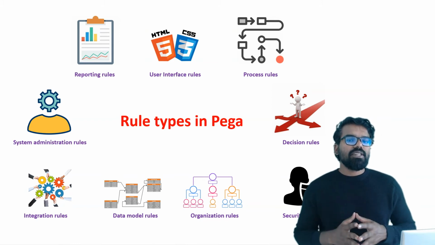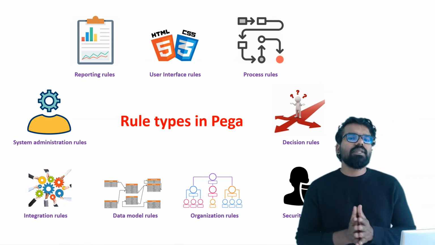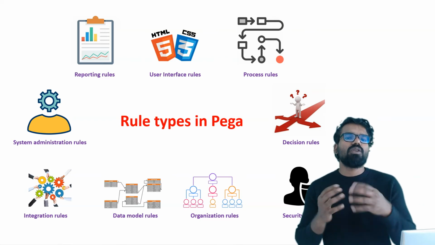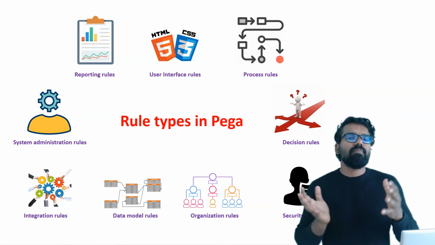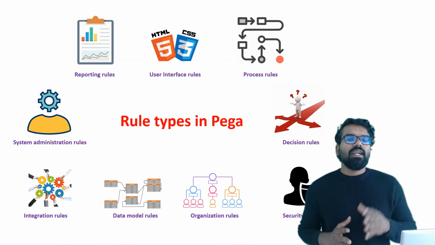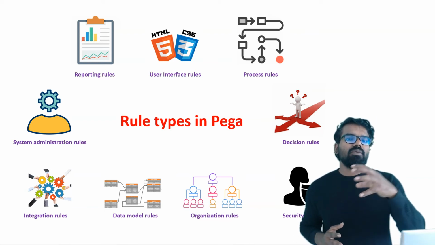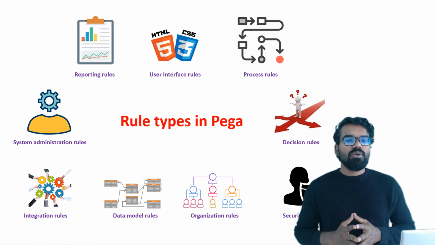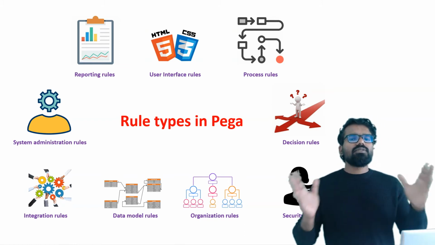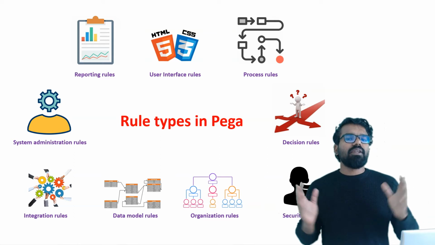Under system administration, you can also do some kind of administration work, like you can manage your rule sets, and you can manage agents, background processing, etc. Finally, reporting rules. Pega also provides report definitions from where you can write your custom reports, and you can also use the chart functionality. All these rule types we are going to see in different videos.